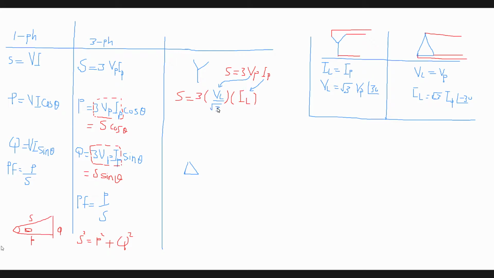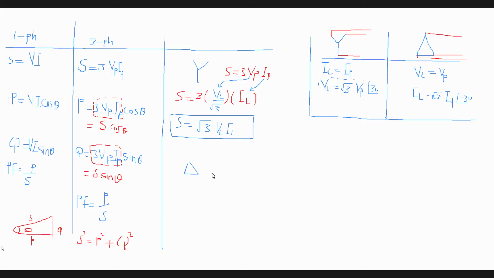We're only taking the magnitude here. Remember, in the power calculation, we plug in the magnitude, not the angles. This is the RMS value, the magnitude. So if we simplify this, 3 divided by square root of 3 will give me S equals square root of 3 V line, I line. So if I want to use the phase values, I multiply by 3. If I want to use the line values, I multiply by square root of 3. Here 3 divided by square root of 3 is the square root of 3 V line, I line.